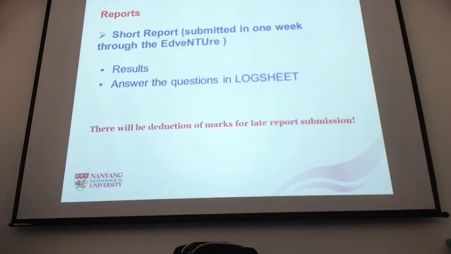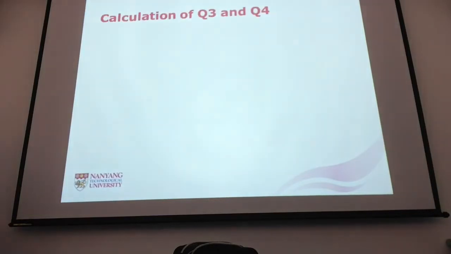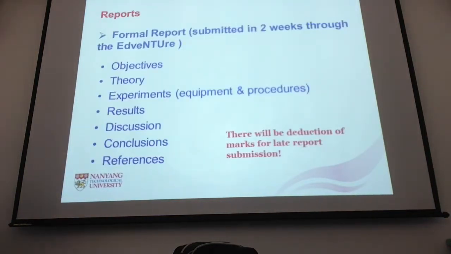For you today, there is a formal report. The formal report should contain at least these 7 parts: objective, theory, experiment, result, discussion, conclusion, and reference. Remember, there will be a deduction of marks for the report submission. Okay, next, Benson will give you the demo of the experiment.